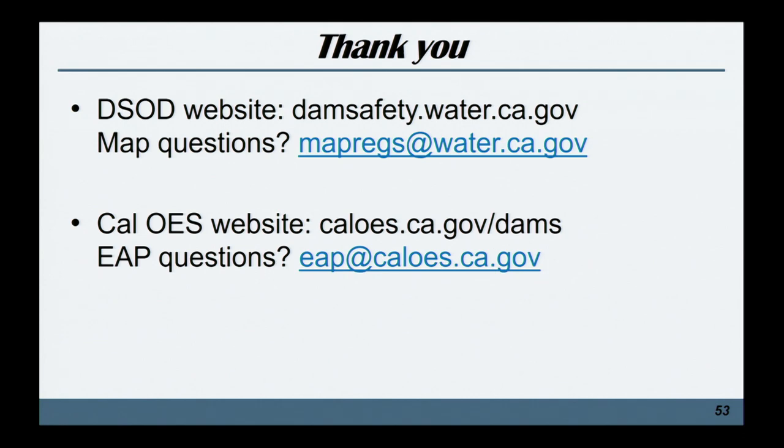DSOD questions on the inundation maps go to MapRegs at water.ca.gov. EAP questions go to EAP at caloes.ca.gov. Both websites are very easy to find. DSOD is damsafety.water.ca.gov. CalOES is caloes.ca.gov for dams. So feel free, as you're driving home and you think of something, wait till you get home because we don't text and drive. Give us an email, and we are more than happy to get back to you with an answer right away.